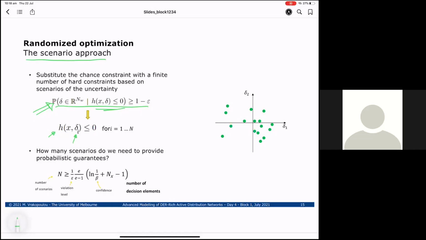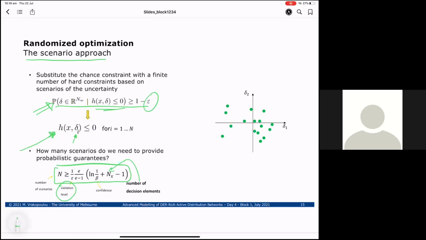And what they are proving is that there is a specific bound for the number of scenarios you are going to use, which is given by this formula over here. So the number of scenarios to be used in a deterministic way should be at least 1 over epsilon, and so on. It depends on Nx, that is the number of decision elements, on beta, which is called confidence, but I'll show you in a bit what it means, and on the violation level epsilon that you see over here.